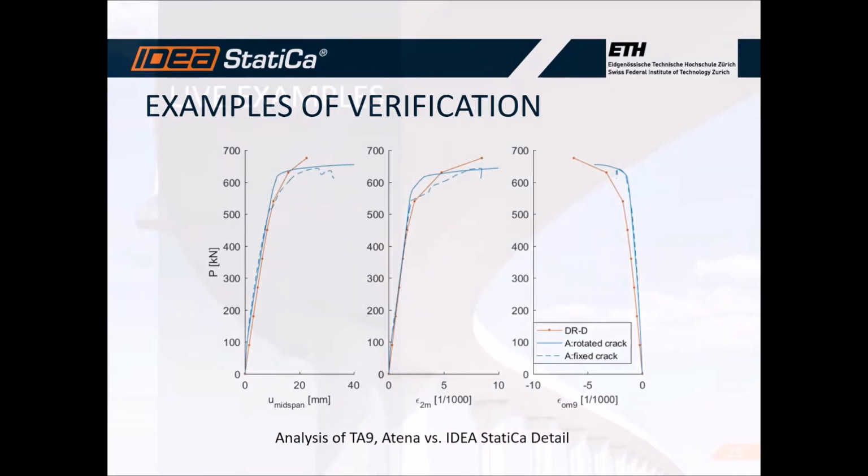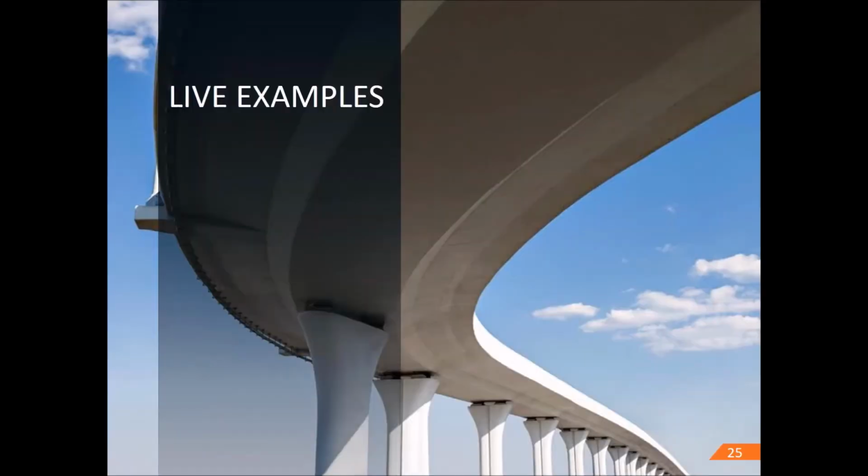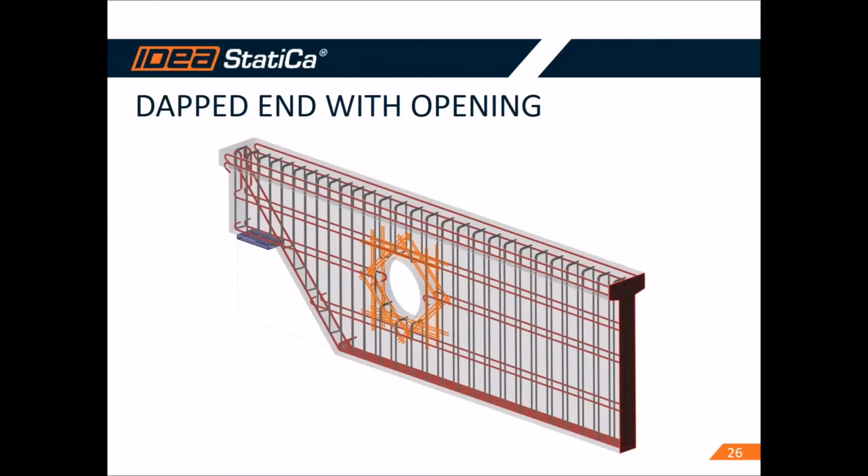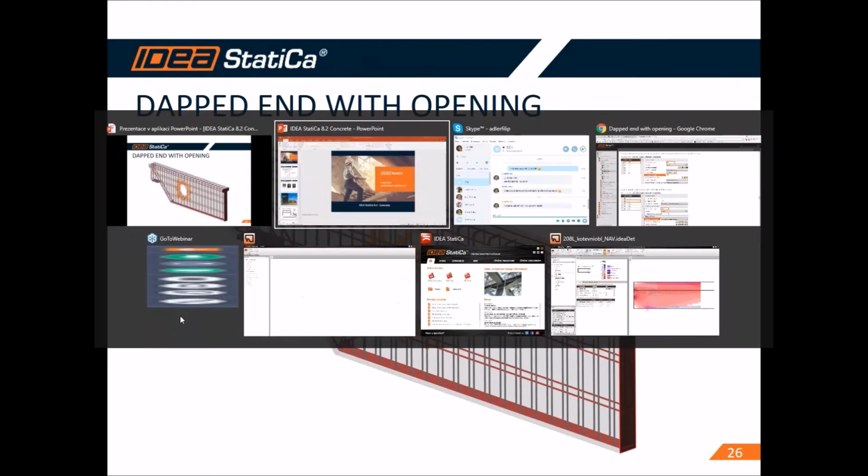So that was a brief overview and the assumptions used in the software. Let's switch to the live examples. The first one which we'll present is a D-region with an opening. So let me switch to the software itself, right?